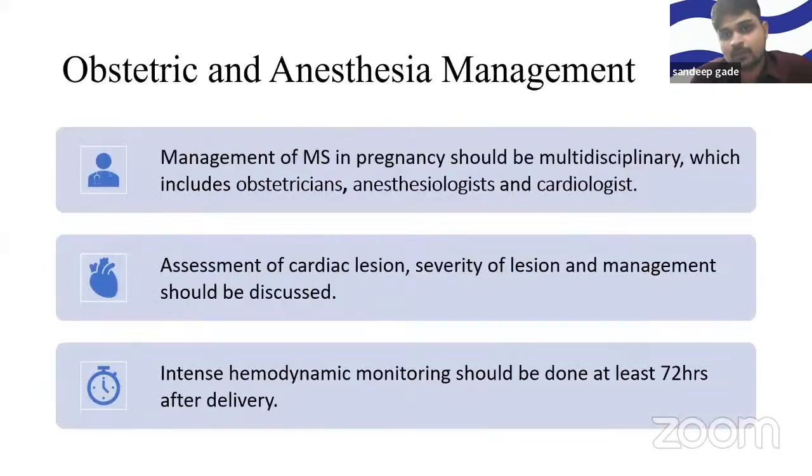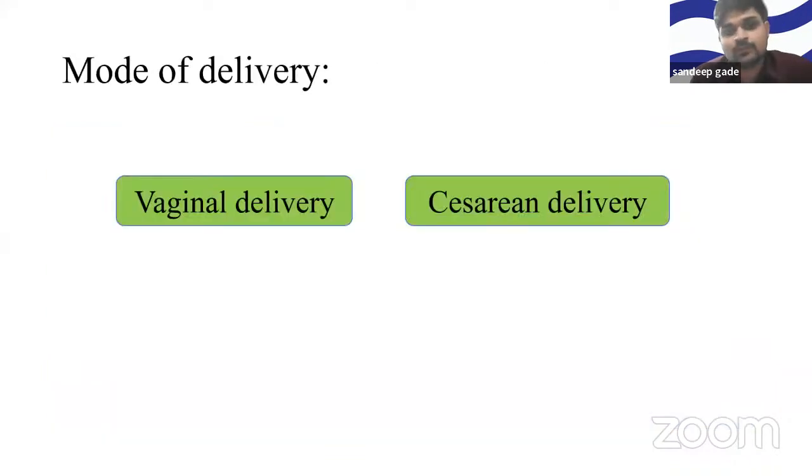Once the patient is optimized medically and by interventional procedures, next comes the obstetric and anesthetic management of such patients. Management of mitral stenosis in pregnancy should be a multidisciplinary approach, which must include the obstetrician, anesthesiologist, and the cardiologist. The assessment of the cardiac lesion and its severity, and the management, should be discussed, and the appropriate mode of delivery must be planned. Irrespective of the mode of delivery planned, intense hemodynamic monitoring should be done for at least 48 to 72 hours after delivery. The mode of delivery could be either vaginal delivery or cesarean delivery.